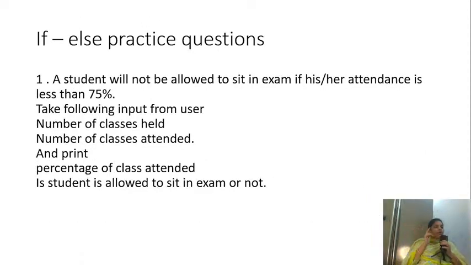Okay, so all the input you have to take from the user himself. How many classes were held, how many you attended, then your code is going to calculate the percentage, and finally using if else, you will be displaying the message whether he is allowed to attend the exam or not.